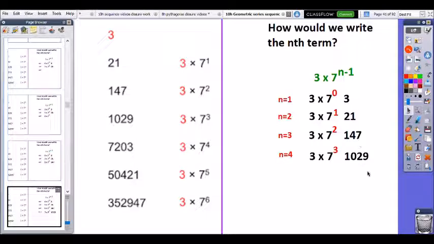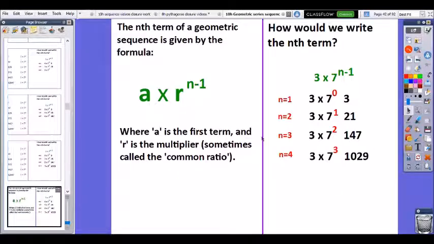So now, as you can see, 3, 21, 147, and so on matches the sequence that we're trying to get to. So the nth term of this sequence is 3 times 7 to the power of n minus 1. Thankfully, there's a general formula that we can use to work this out.